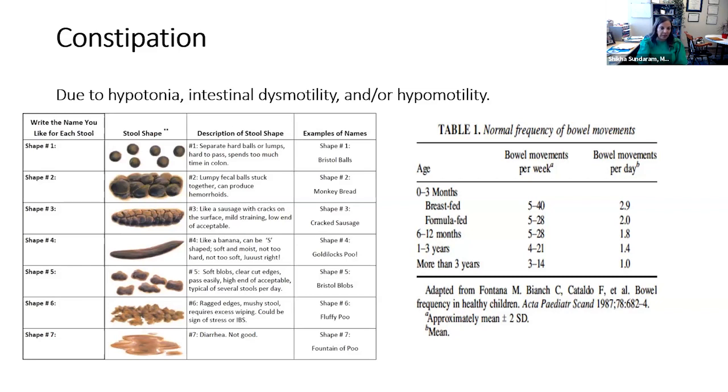And I hope you're not still eating your snacks. And if you are, I apologize. We have these fabulous poop pictures in all of our clinic rooms.